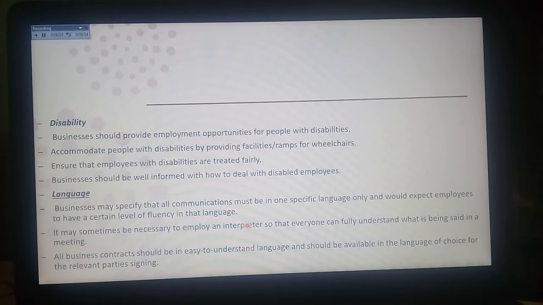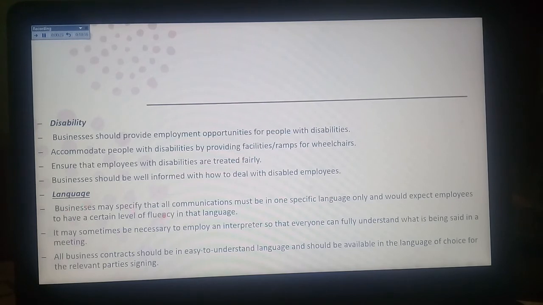Disability. Business should provide employment opportunities for what? For people with disabilities, and accommodate them by providing facilities such as ramps for wheelchairs and lifts, which can take them up easily so they avoid the stairs. Ensure that employees with disabilities are treated fairly and equally.